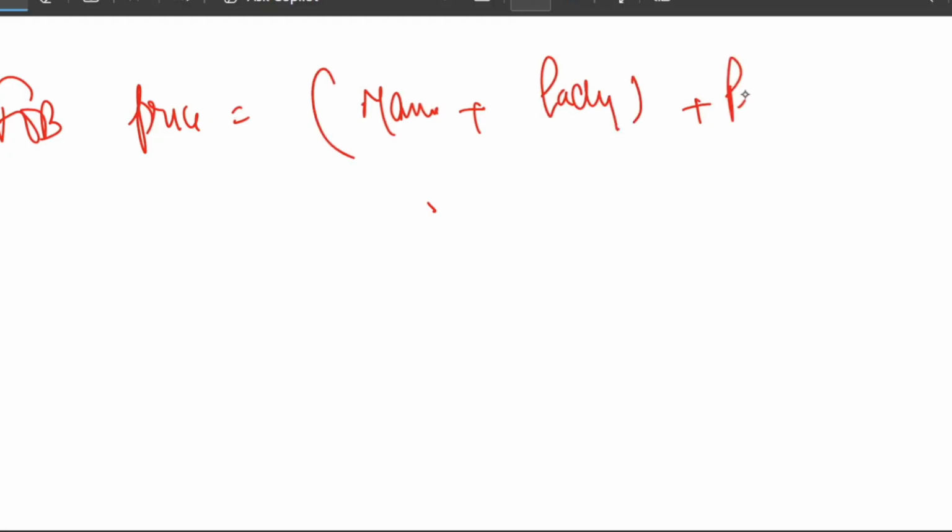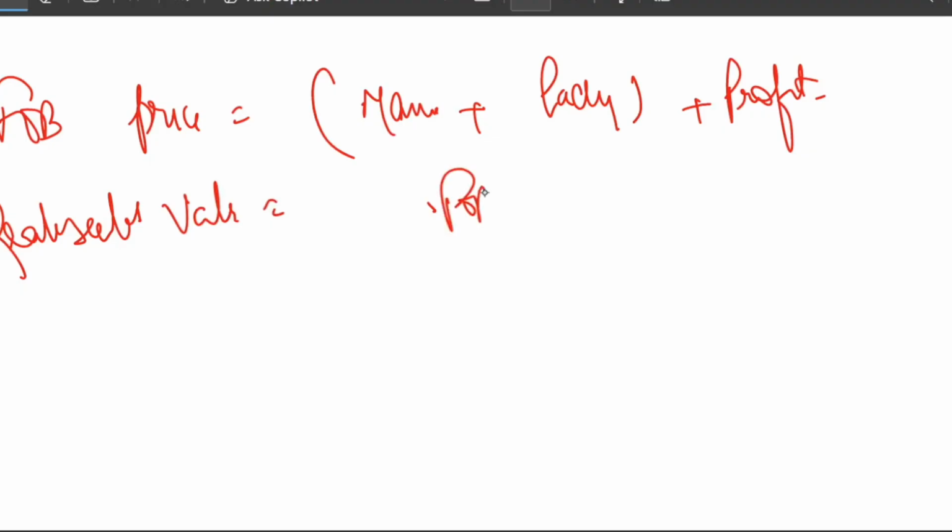So one simple way to summarize the point is that FOB price is equal to manufacturing plus packing plus profit. Manufacturing plus packing plus profit. And realizable value is equal to FOB price plus incentive. Okay, that's the point. So manufacturing plus packing plus profit will give you FOB, and you add incentive to that, that will be the realizable value.